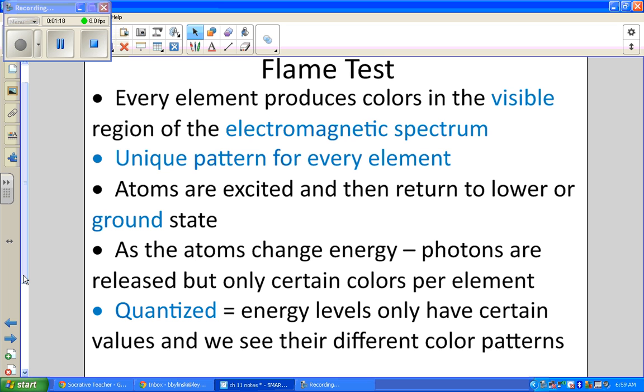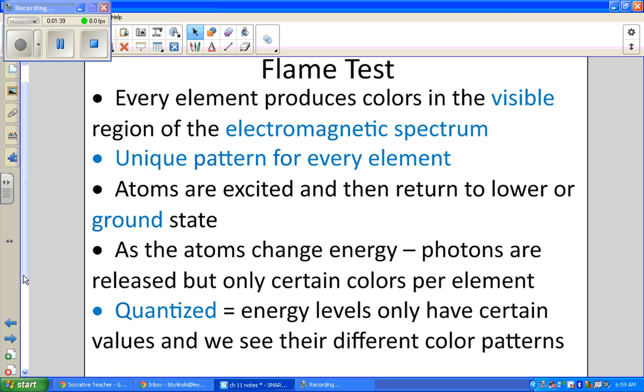Why are we seeing these colors? Atoms are excited. Okay, it's an excited state. And then they return to a lower or ground state. That is a change in energy. And that change in energy corresponds to photons that are released, but only certain colors are released per element. That's what makes each element different.